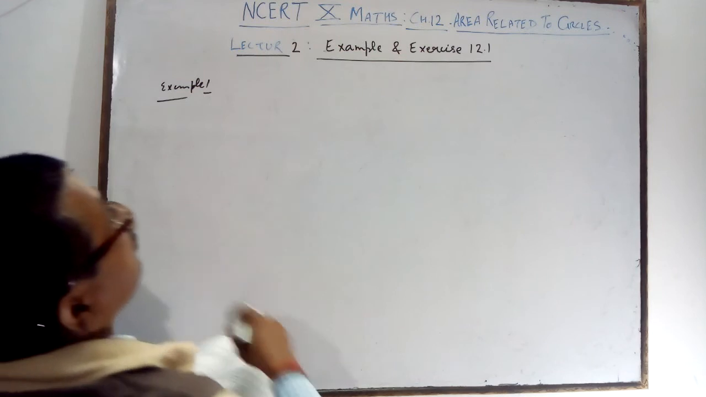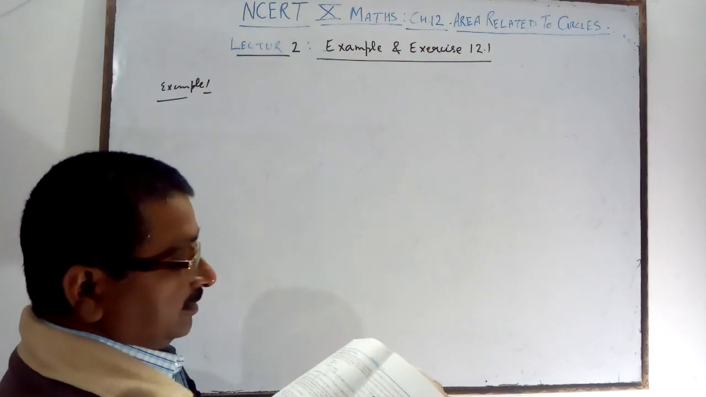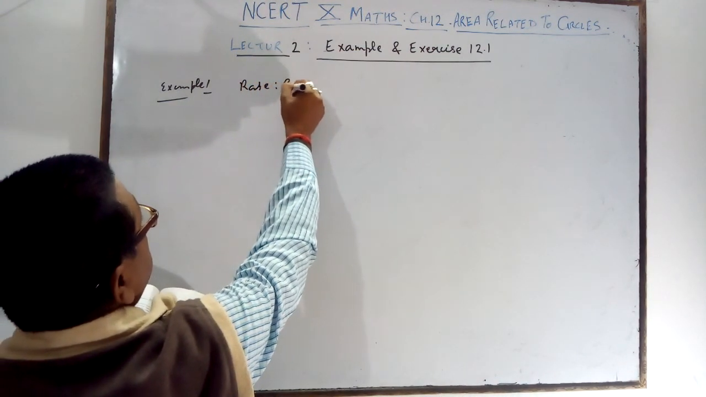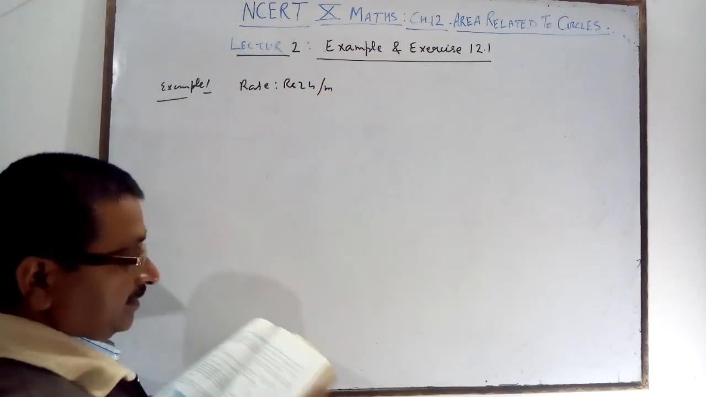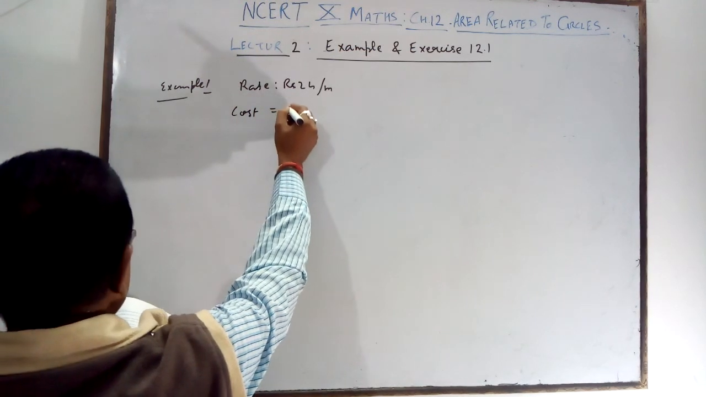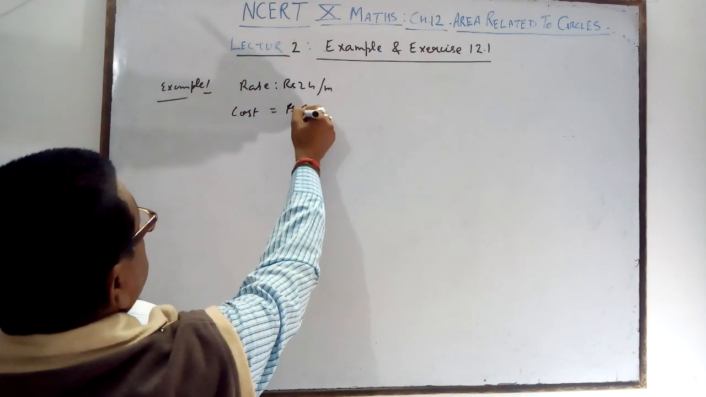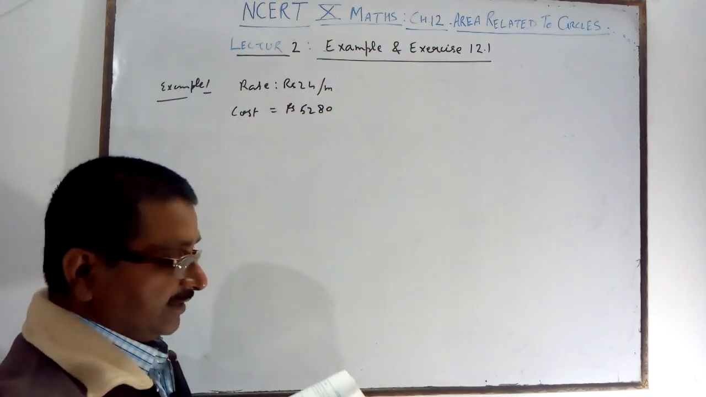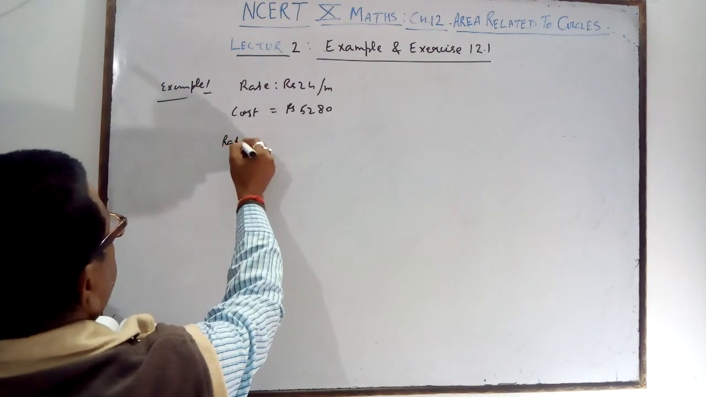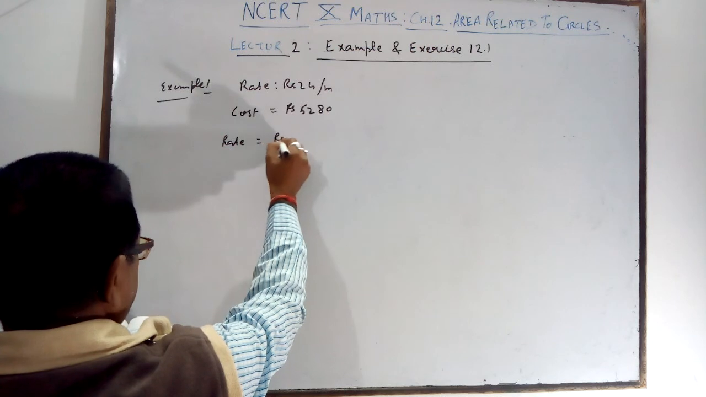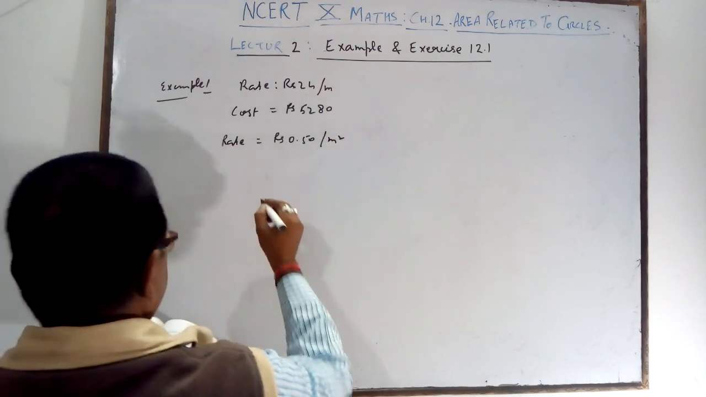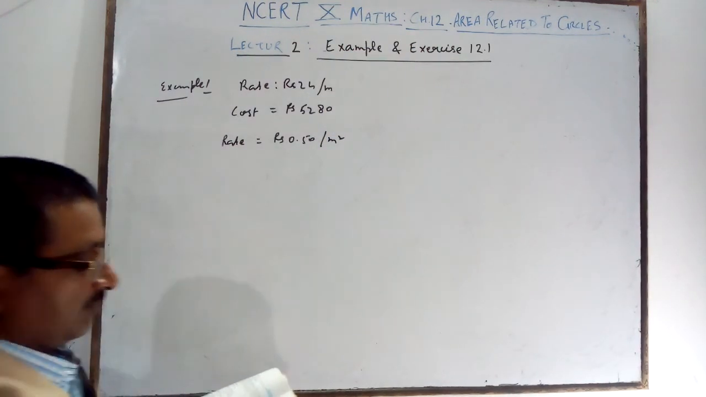Example 1. The cost of fencing a circular field at the rate of rupees 24 per meter is given, and the total cost for the fencing is given. Fencing means the boundary line. The total cost is rupees 5280. Then find the cost of plowing the field at the rate of rupees 0.50 per meter square.